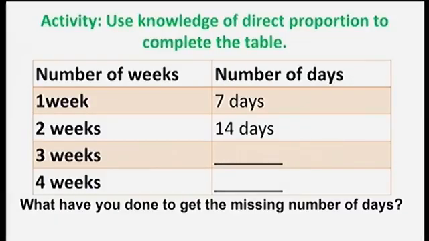You notice that the callers have been explaining how they multiply 3 by 7 to get 21, and then 4 by 7 to get 28. Look at this one now.